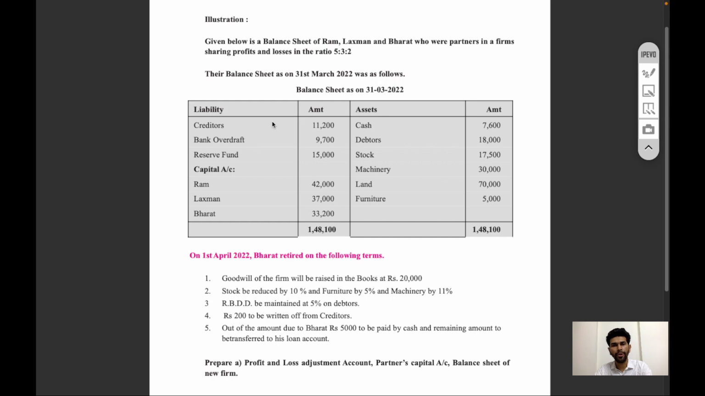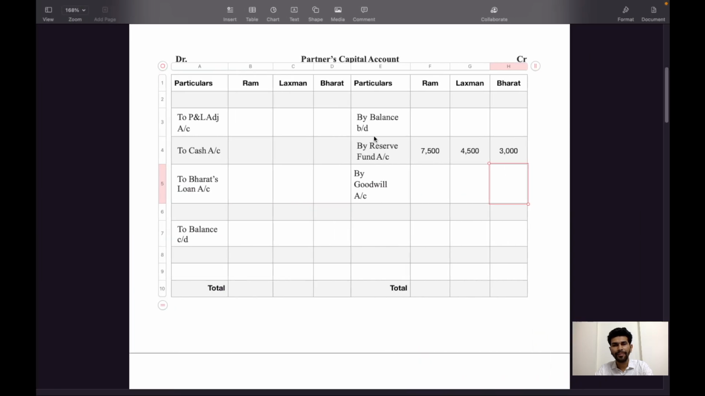5:3:2. We have distributed the reserve fund of 15,000 rupees among old partners Ram, Lakshman and Bharat in the old ratio, that is 5:3:2. Partners' capital accounts of Ram, Lakshman and Bharat are 42,000, 37,000, 33,200 respectively. So it will come on the partners' capital account credit side by balance brought down, that is the opening balance.